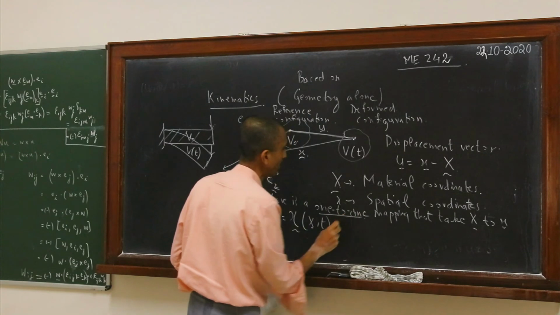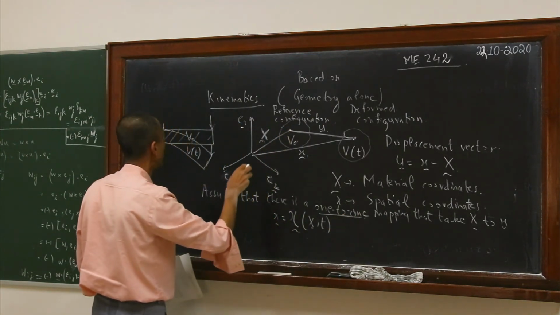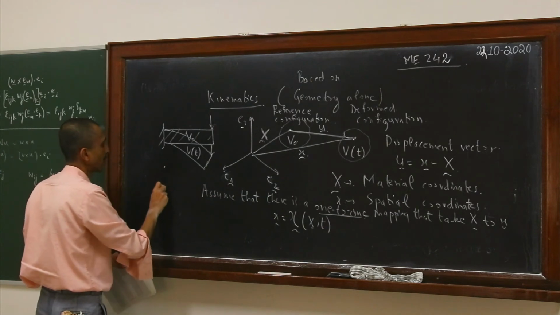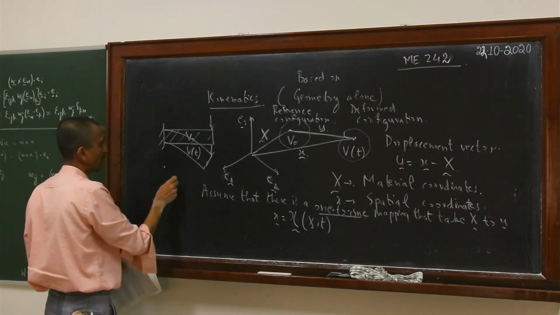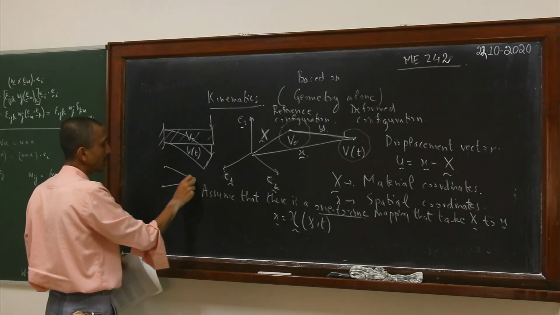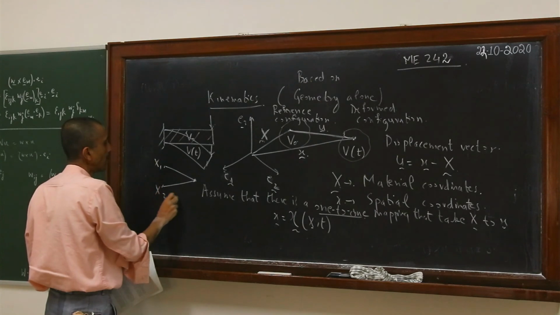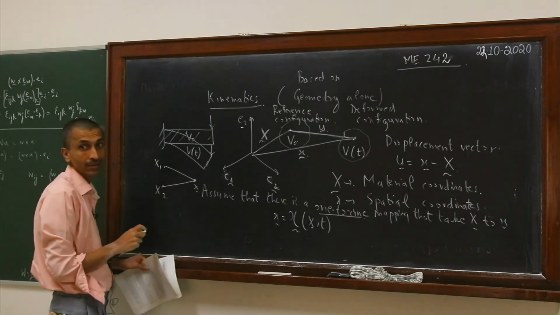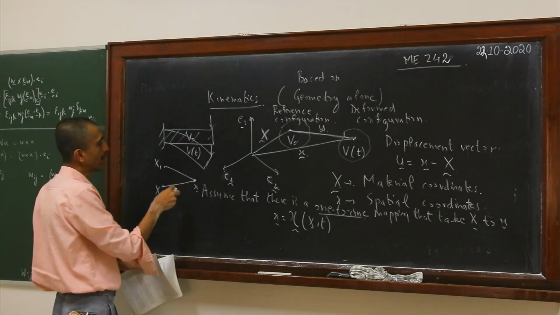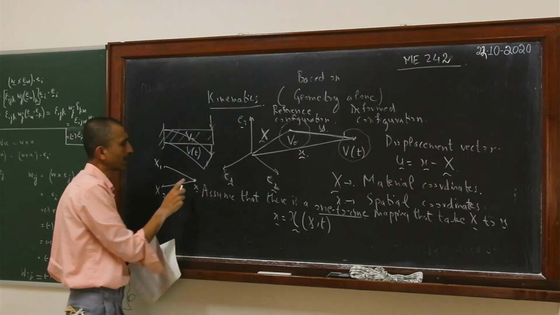So what that means is that suppose there are 2 points in the reference configuration, they will not go to the same point. So suppose if this is X1 and this is X2, they will not go to the same x. Okay, so that is an assumption that we are making. Actually, this assumption can be violated.